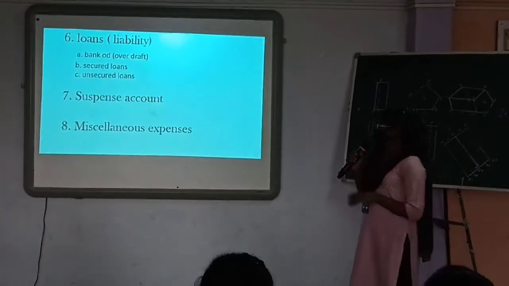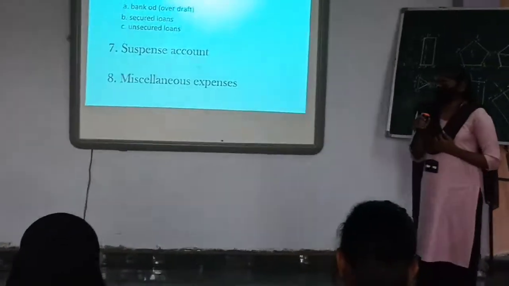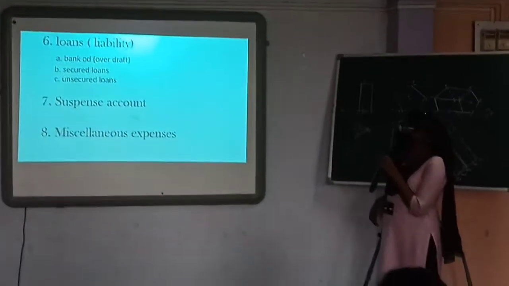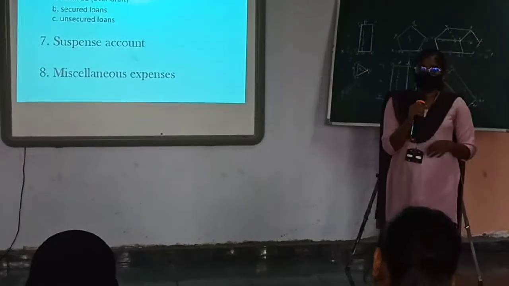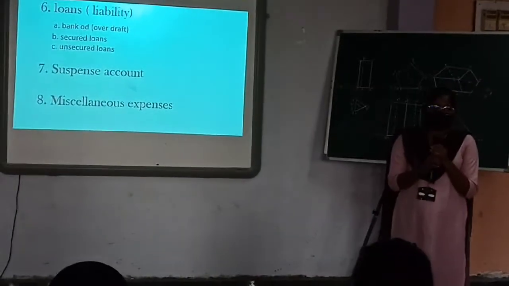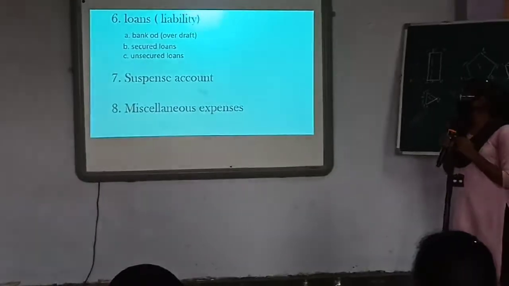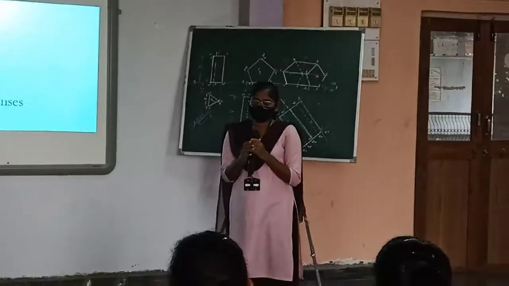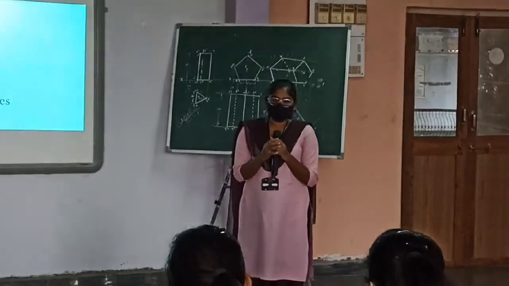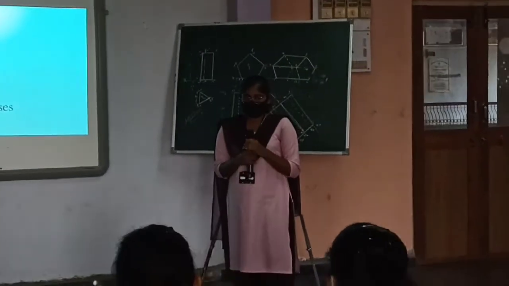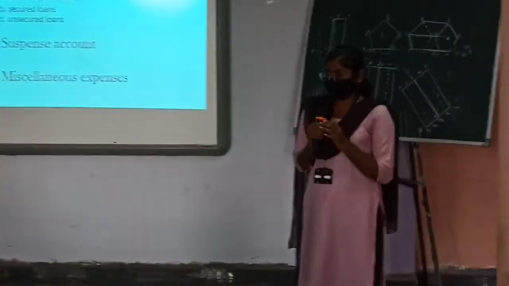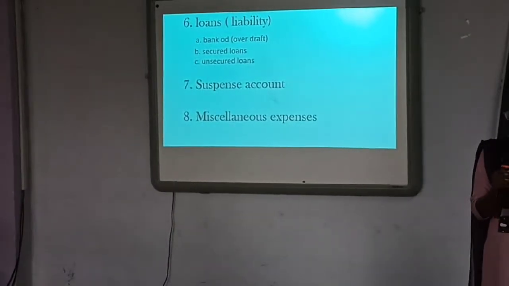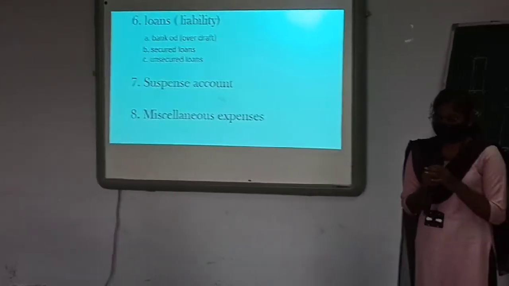Sixth is loans liability. The accounts related to loans of the company are considered in this group, and there are three subgroups of loans. Bank overdraft: when money is withdrawn in excess of the current account balance, the account is known as an overdraft. Secured loans are loans in which borrowers pledge some assets as collateral, and then it becomes a secured debt owed to the creditors. Unsecured loans are loans without collateral, taken from directors, partners, and other outside parties.